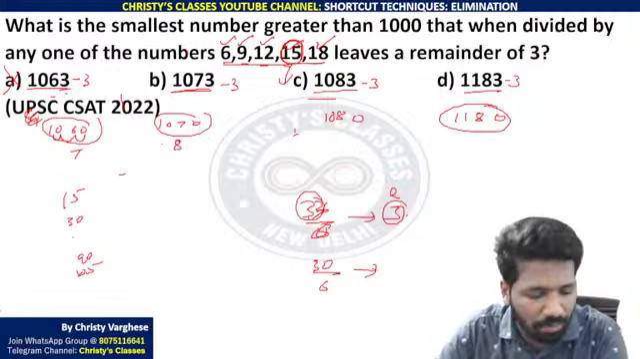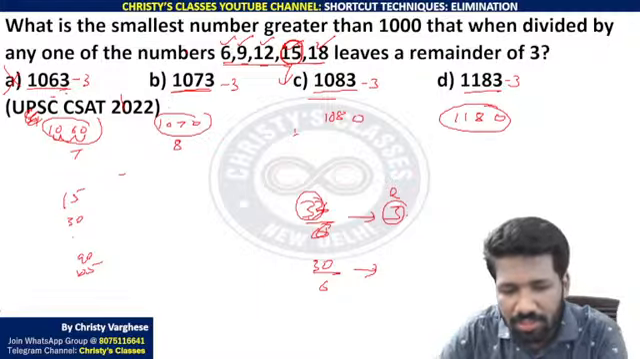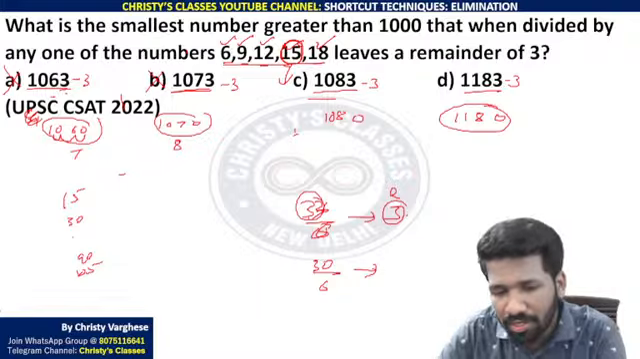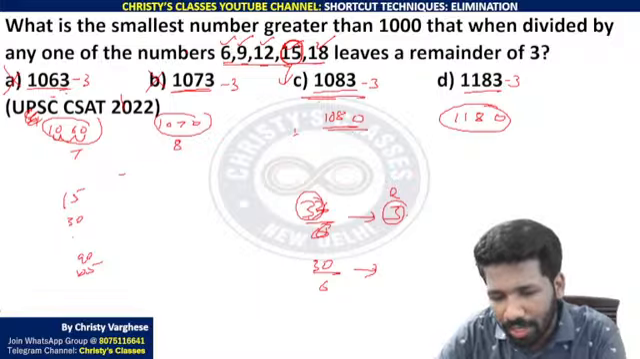This is 8 is the sum of digits. Digit sum is 8. 8 is not a multiple of 9. So this is also eliminated. 1 plus 0 plus 8 plus 0 is 9. 9 is a multiple of 9. So this is okay with respect to 9.